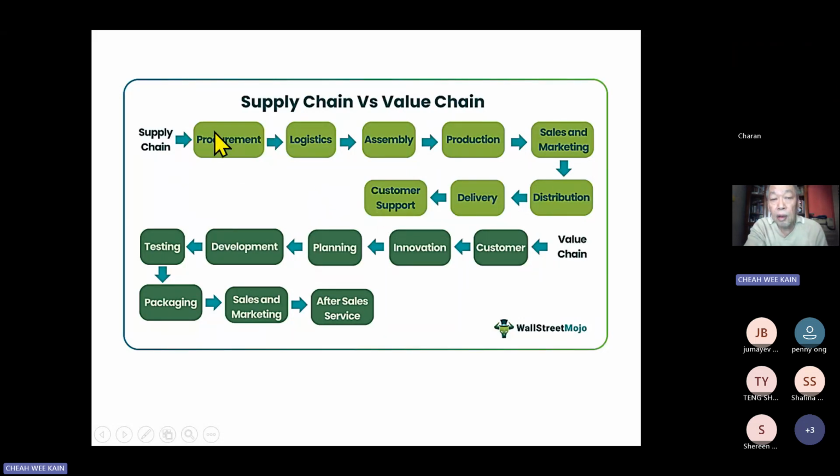It starts from what the customer wants, what product, what price. From there, we go back, and that is the planning. When the customer wants the delivery, from there we work backwards to find the timing to start our ordering of raw materials. So this is a value chain: customer, innovation, planning, development, testing, packaging. It's nearly the same thing.